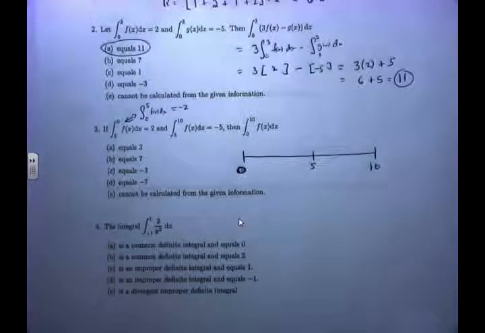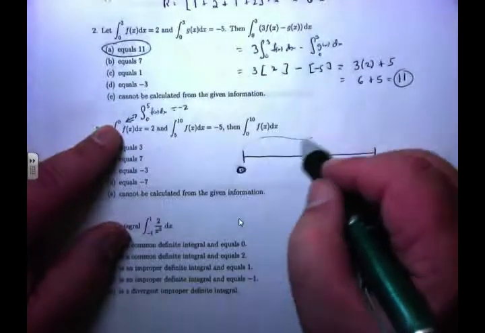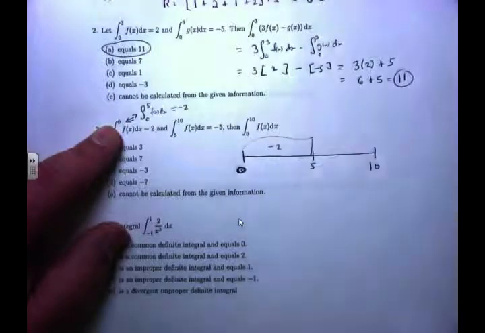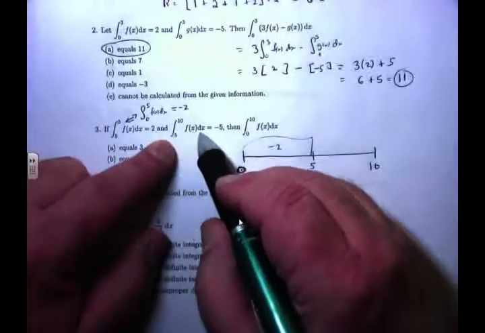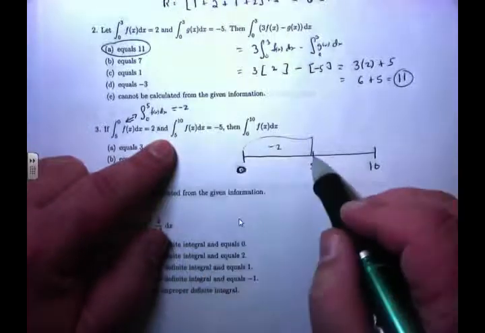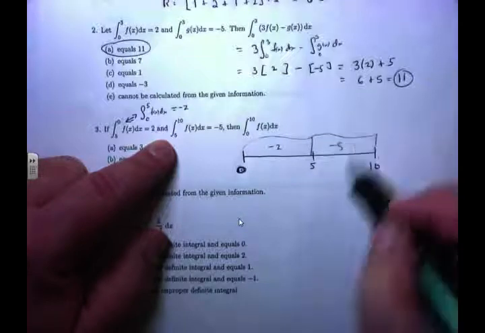That was one of our fundamental theorem of calculus properties. When I'm integrating from a to b of f, that's equal to the negative of the integral from b to a of f. You switch bounds, it changes the signs. So the integral from 0 to 5, the area under this curve, is actually negative 2. And this is in the right order. The integral from 5 to 10 of f of x dx is equal to negative 5. So from 5 to 10, this area would be negative 5.